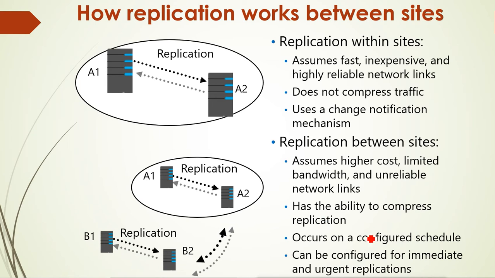That means we can configure the schedule for sending the replication from one site to other site, and it can be configured for immediate and urgent replication also. So if we have a fast link available, then we can configure the replication immediately. Otherwise we can configure it based on the schedule.